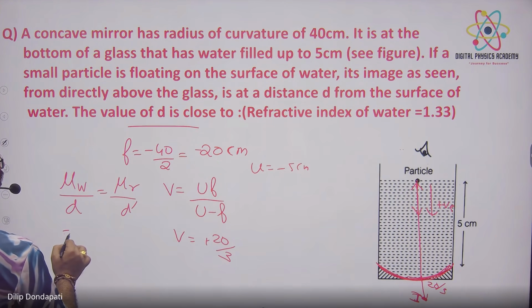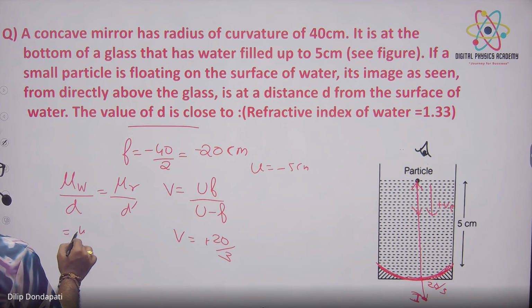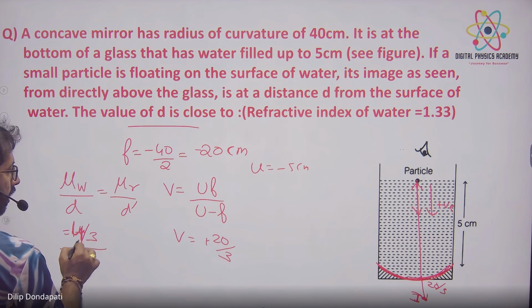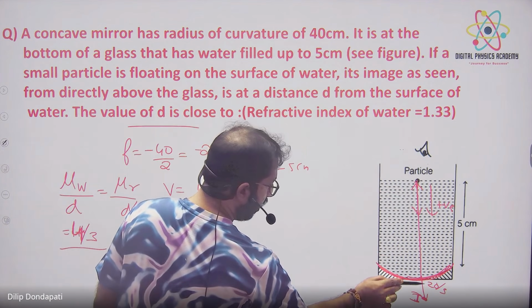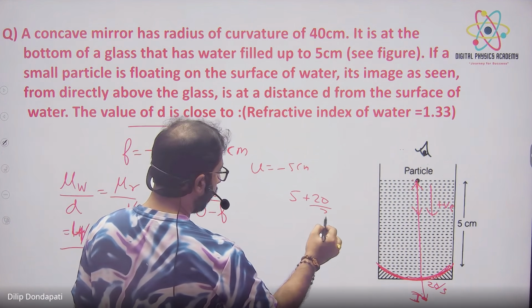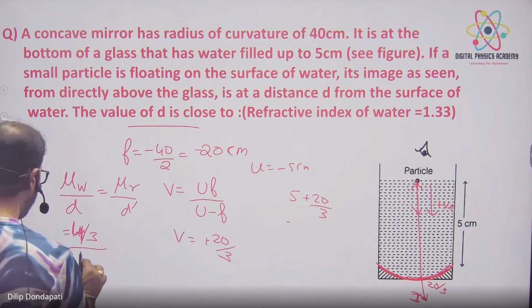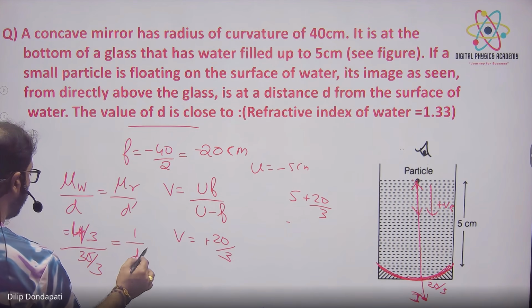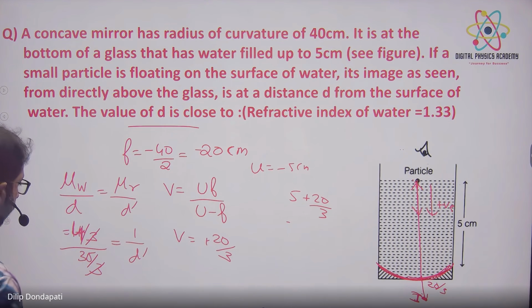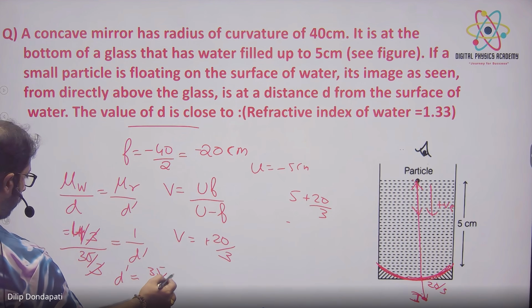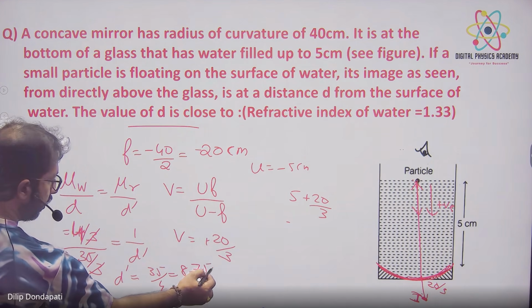So mu of water is how much? 4 by 3, or 1.33. Okay, 4 by 3 is nothing but 1.33 only. 4 by 3 by D. D is how much distance from here, the actual real depth, right? So 5 plus 20 by 3, so 35 by 3. 35 by 3 is equal to mu R, which is air only, 1 by D dash. So the 3 cancels. So D dash will be how much? 35 by 4. So it is 8 point how much? 75 meters.